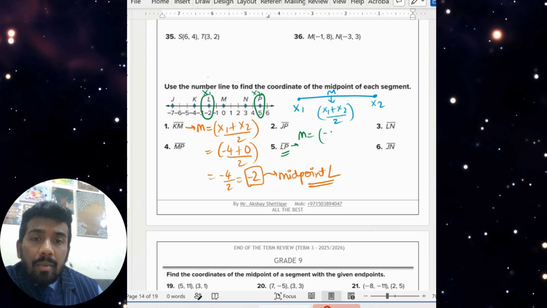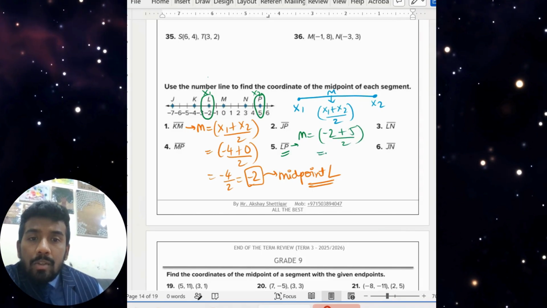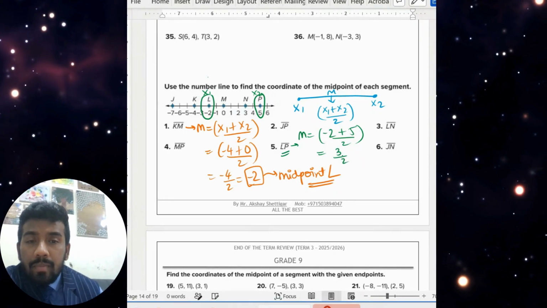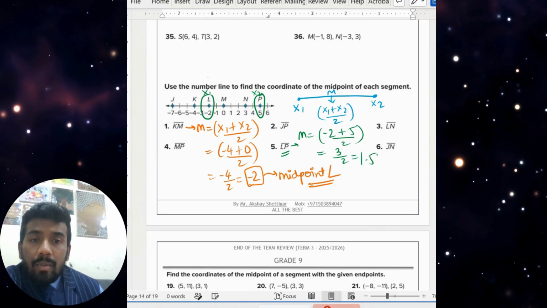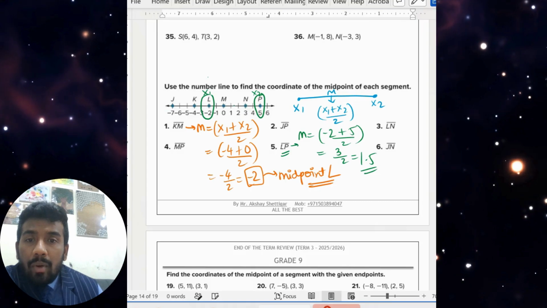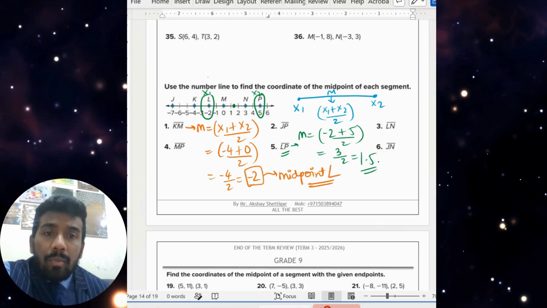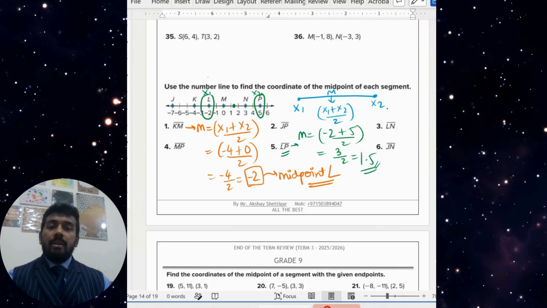I'll straight away write the numbers. Minus 2 plus 5 over 2. What will be minus 2 plus 5? That's 3 over 2. So what will it be? 1.5. So the midpoint is 1.5. Where will the midpoint be? Here. As there is no letter, no need to write. That's your midpoint. Understood? So that's how you do it.